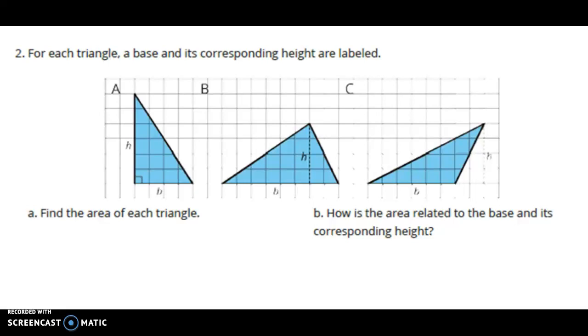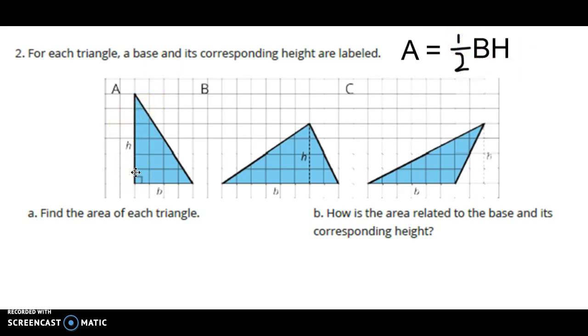Question 2 says, for each triangle, a base and its corresponding height are labeled. Direction A, find the area of each triangle. So just to remind ourselves, let's write the formula for area of a triangle up here. We know that area equals 1/2 base times height, and we need to make sure that our baseline falls on our height line at a right angle.